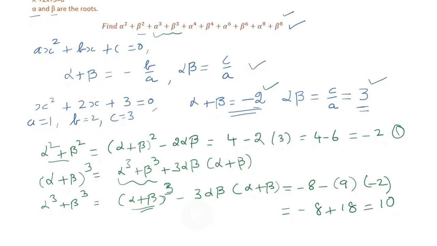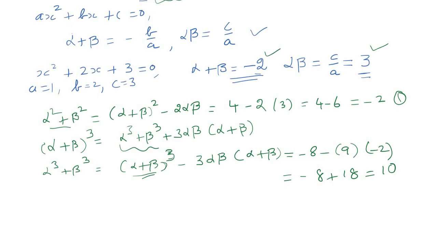So what do you have now? Alpha cube plus beta cube is equal to 10. Right? We already got alpha square plus beta square as minus 2. So you call this as 2. Is it clear?